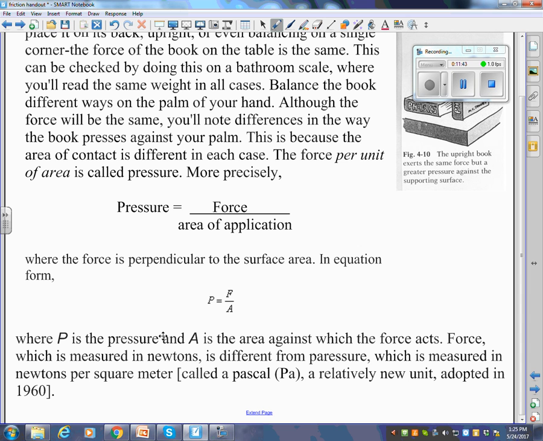P is the pressure, A is the area against which the force acts. Newtons per square meter: 1 Newton per square meter is a Pascal. When they talk about the barometric pressure, when they're giving you the weather, does anyone know what the pressure is? 101.3 kilopascals, right? Barometric pressure. In the really old days, they would talk about the height of a column of mercury as well, millimeters of mercury.